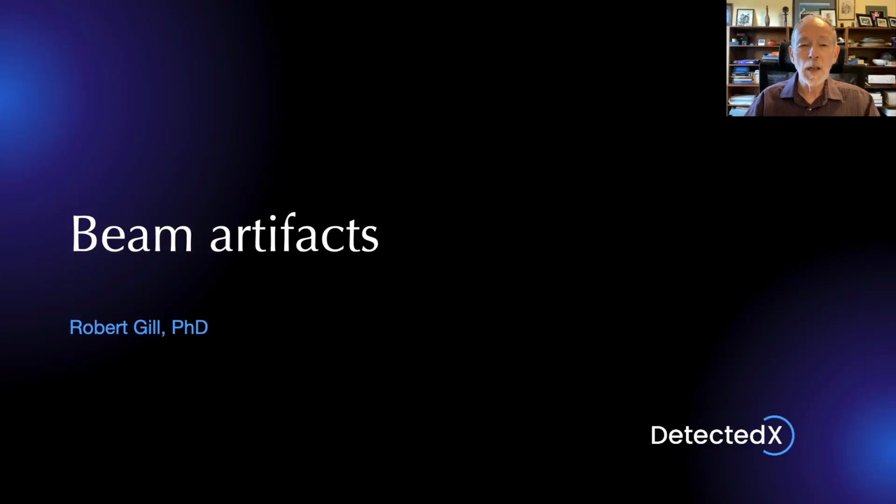Hello. We're going to look now at artifacts associated with the ultrasound beam. These artifacts occur because the beam isn't perfect. What I would mean by a perfect beam would be a beam that is infinitely narrow, so that we know precisely where the ultrasound is travelling in the tissues, and echoes can be displayed in exactly the right spot. We'll look first at the effects of beam width.